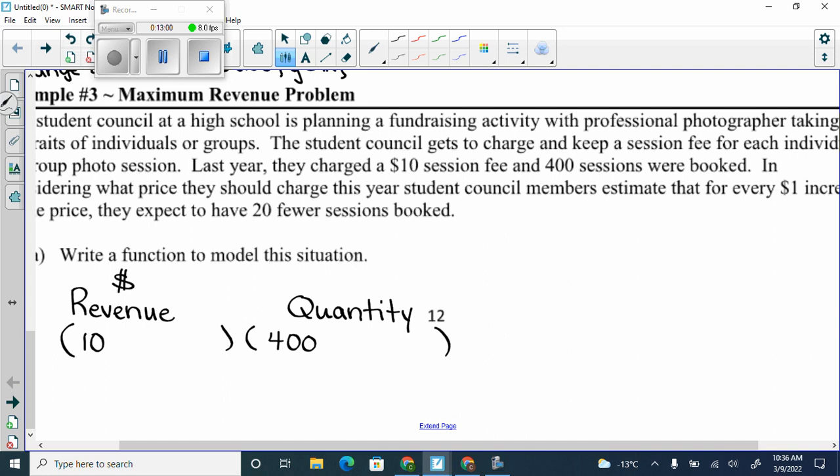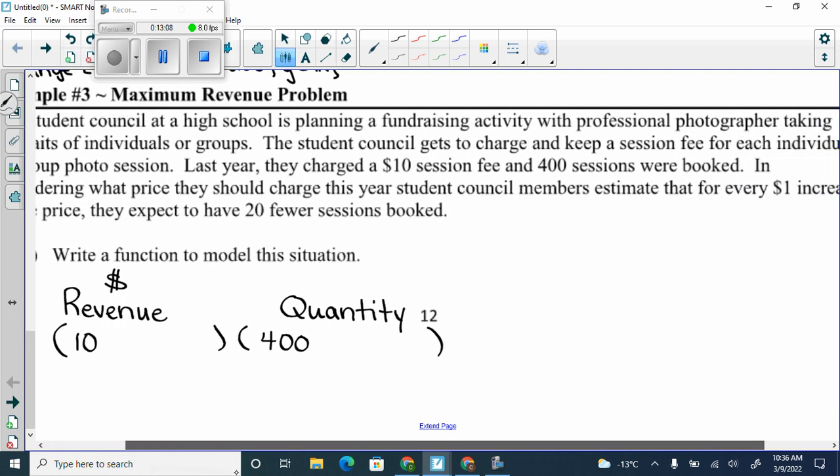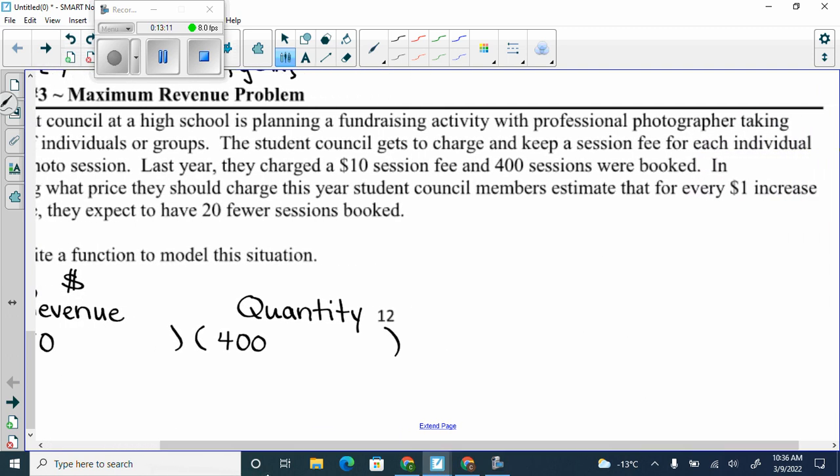It said, last year they charged a $10 session fee and 400 were booked. Now, in considering what price they should charge this year, student council members estimate that for every $1 increase, so where's that going to go with? The 10 or the 400? With the 10. So I'm going to increase it by $1.